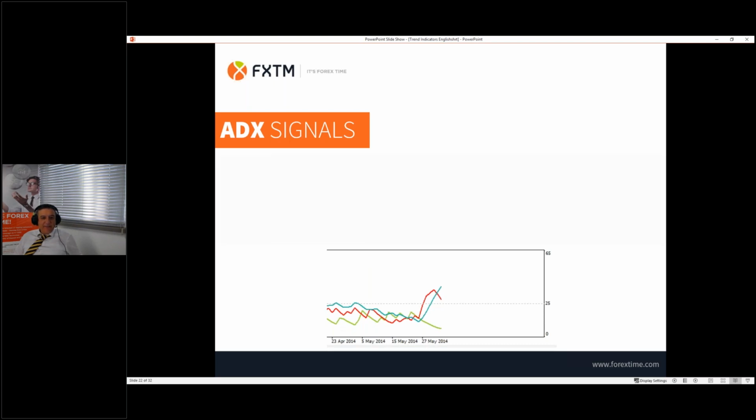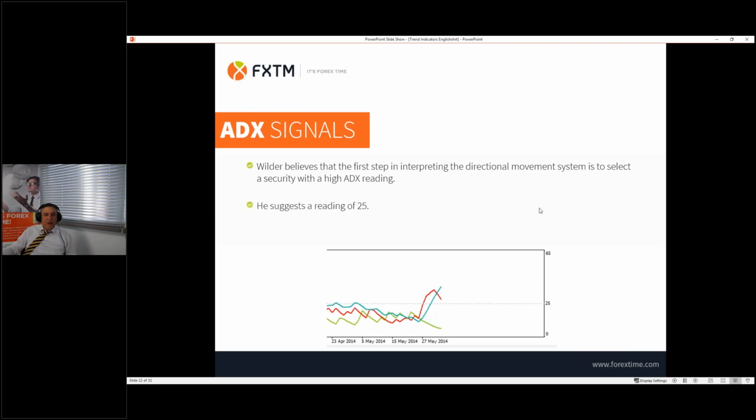So what do you see here? The first step in interpreting the directional movement system is to select a security with a high ADX reading. What does it mean? Before you buy or sell, ADX, the blue line, should be above 25. Above 25 means that it's trending. It's not in a range. Very good. So he suggested that the baseline is 25.